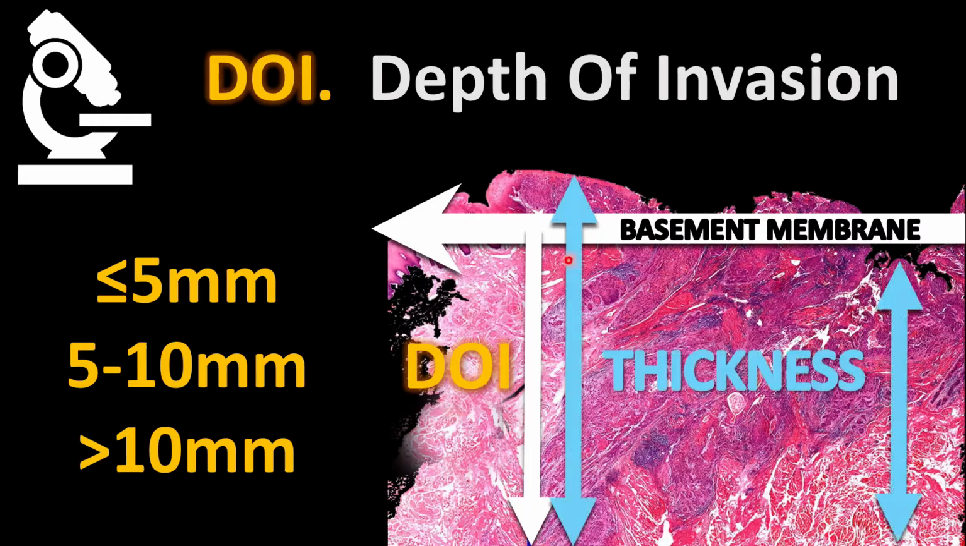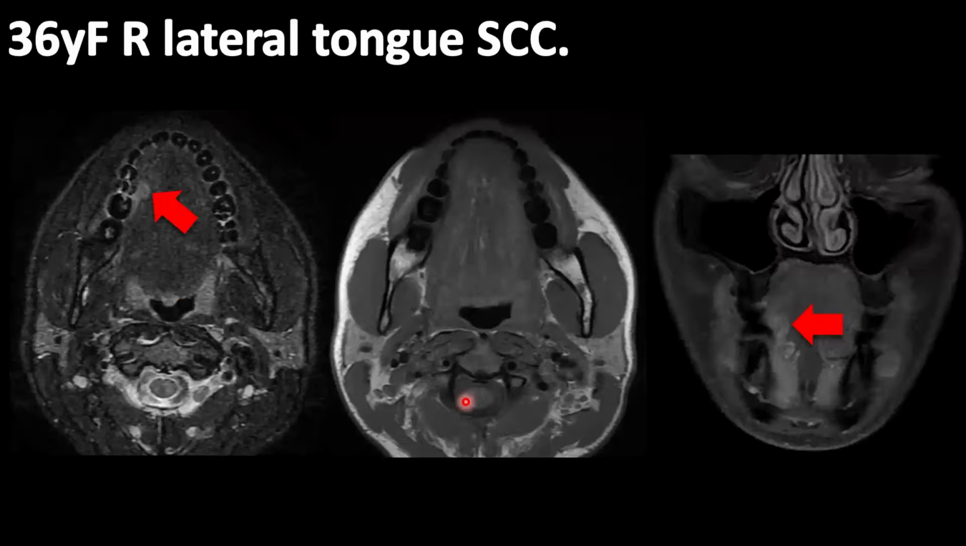By imaging, you can measure tumor thickness, but where it's endophytic, it's going to be narrower than the DOI, and the tumor thickness is going to be greater than the DOI if you have an exophytic tumor. We measure thickness, pathologists measure DOI, but true staging requires DOI. And here's an example of how that works.